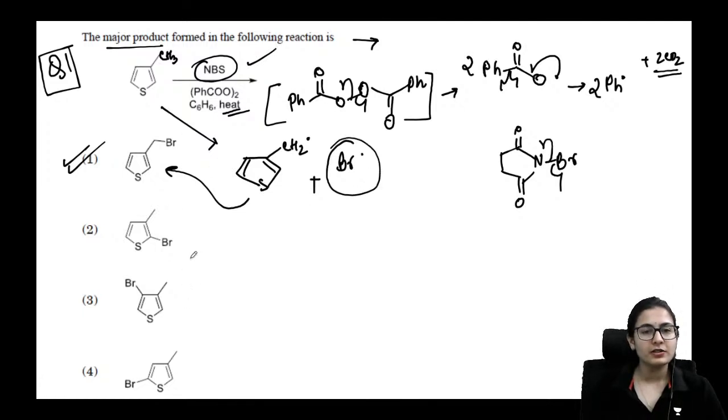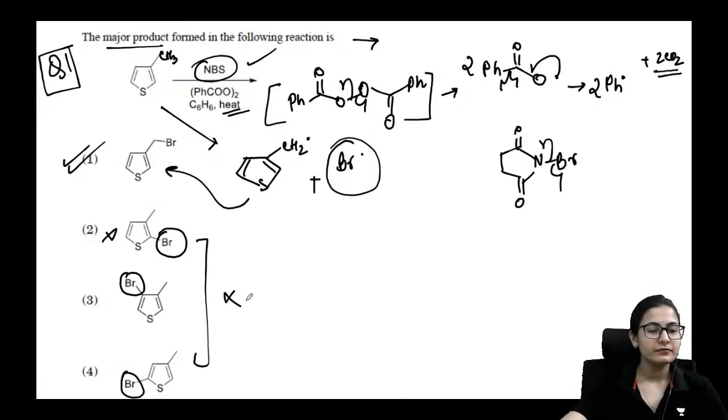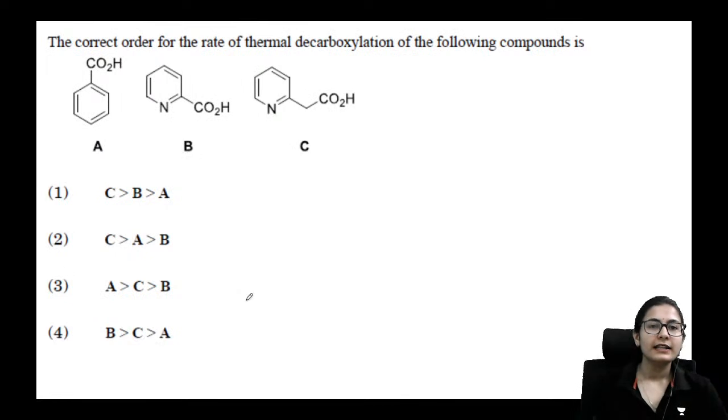What about the other option? Why is it wrong? Because it is doing electrophilic aromatic substitution, isn't it? It is not the reagent for electrophilic aromatic substitution. Whichever position you take, the second position or third, fourth, fifth position, doesn't matter. All of these are wrong. Let's move onward.